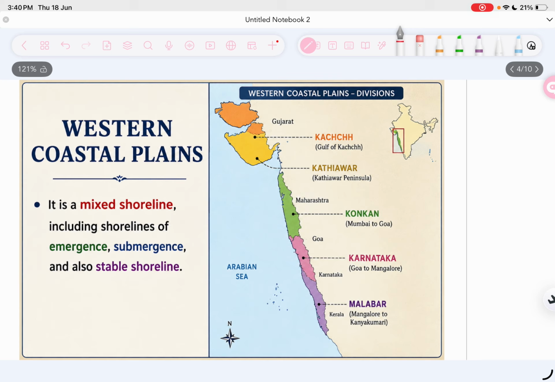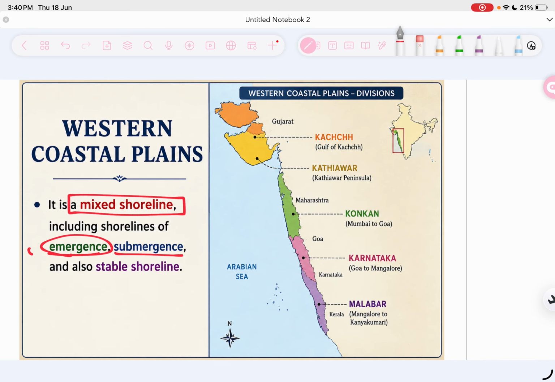Now let's start our discussion with the western coastal plain. The first important feature is that it is a mixed shoreline. A shoreline can either be emergent or submergent. Submergent means there has been a submergence of the land and water has come over it, and emergence means that land has emerged or uplifted in a place where earlier water used to be present.